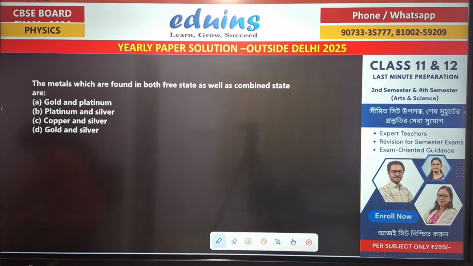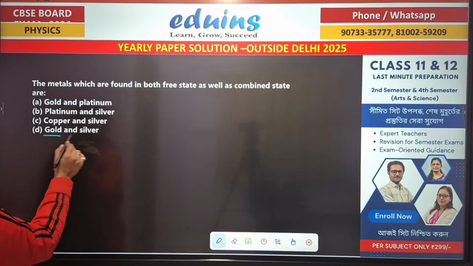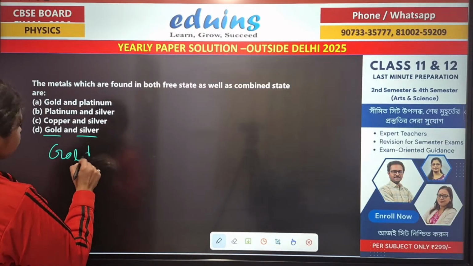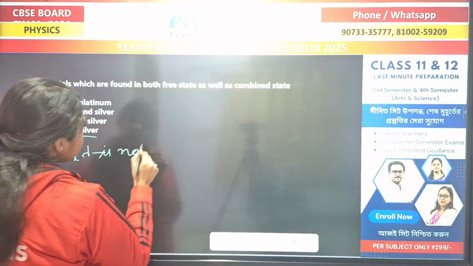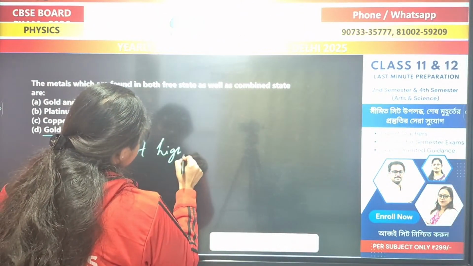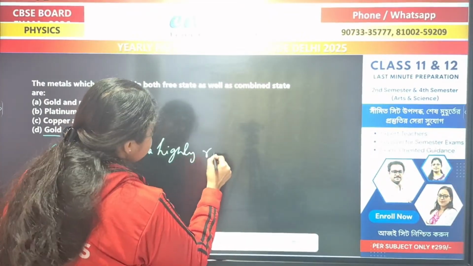Okay, option D. Divya and Soumya both say gold and platinum are not highly reactive metals. Platinum and silver also are not highly reactive metals. Copper and silver. Gold and silver. So option D is gold and silver. Okay, so what will be the answer? Gold and silver. You know, gold is not a highly reactive metal.